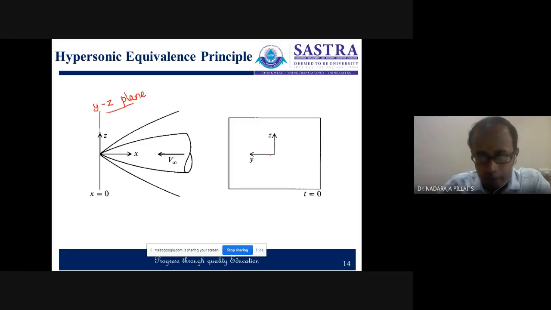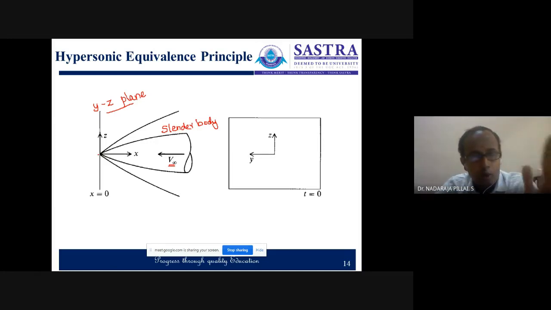So you can see here, right? This is the y z plane. Now, this is a three-dimensional body. Of course, it is a slender body, right? And it travels with a velocity of v infinity, and the space is in x direction, z direction, and y direction. So the y direction is perpendicular to the screen, we can assume, correct? So YZ is a screen where this slender body is hitting this particular screen.